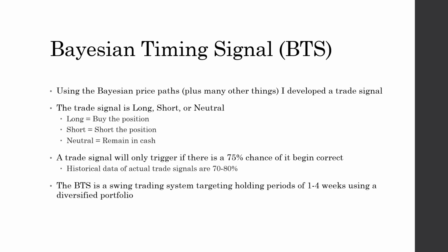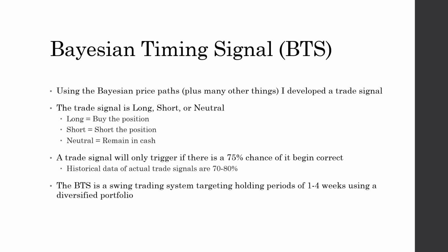Using all this Bayesian price path information, generating these terminal distributions, doing the Bayesian revisions and calculating probabilities, I have then found a way to develop a trade signal based off of that. It's not much of a reach. The trade signal is either long, meaning you buy this position; short, meaning you're betting against it; or neutral. Neutral means we're going to hang out in cash. We don't have enough information to put our hard-earned dollars on the line.